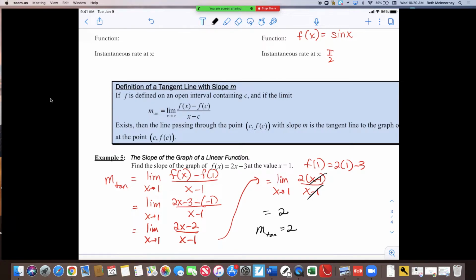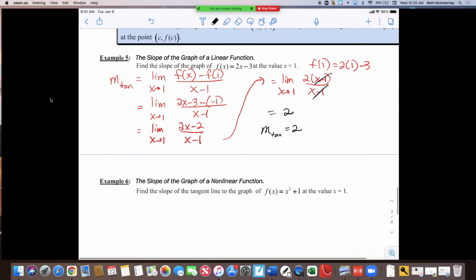What's going to be interesting is in the next example, in a parabola, there is not a constant slope. The slope changes at every single point. Let me say that again. Other curves, other than lines, have changing slopes, and you didn't know how to find those slopes until now, which is really, really cool.